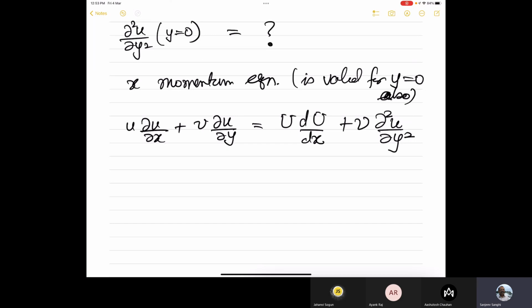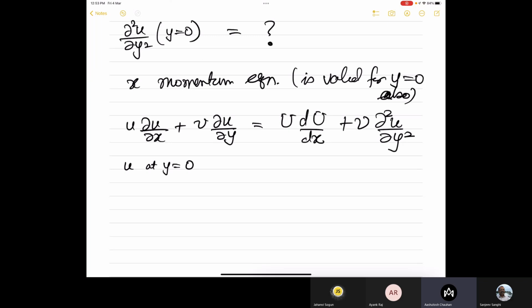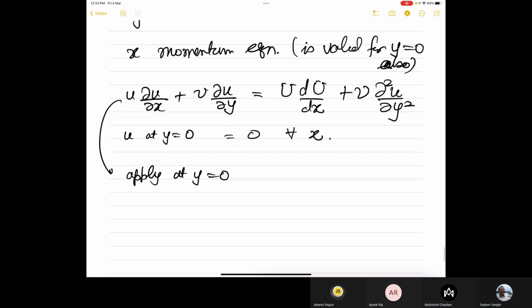Now, okay. Now what do we do? What is u at y is equal to 0? This is 0 for all x. We are applying this boundary condition at y is equal to 0. So u is 0. Now, what about v at y is equal to 0?